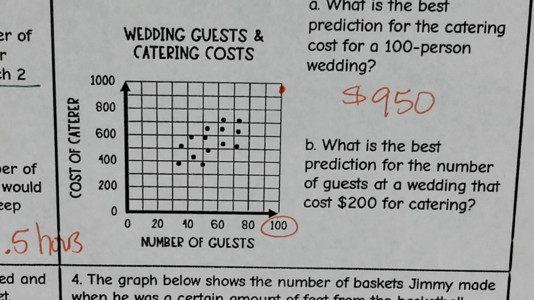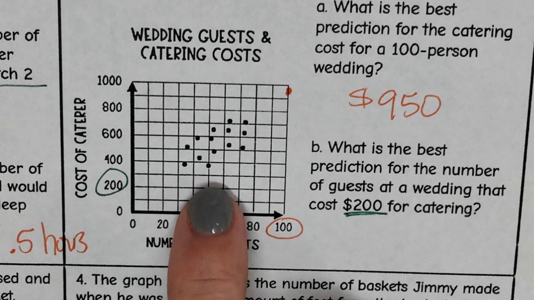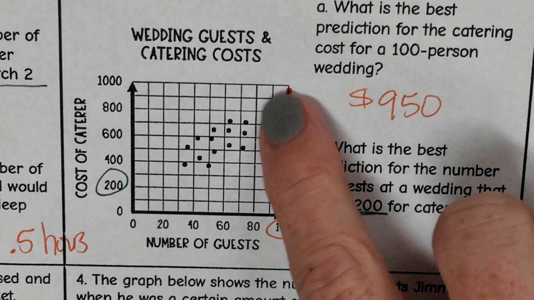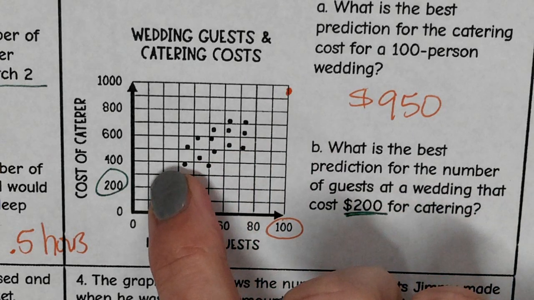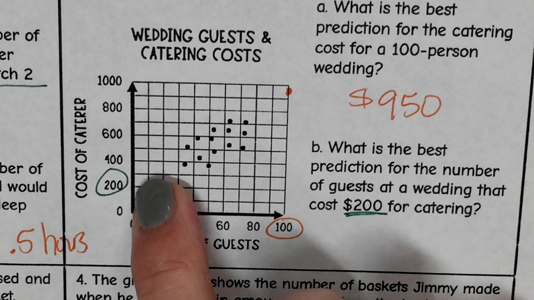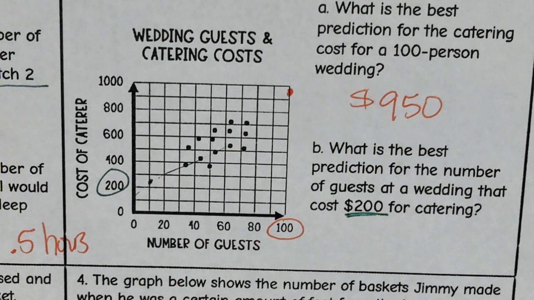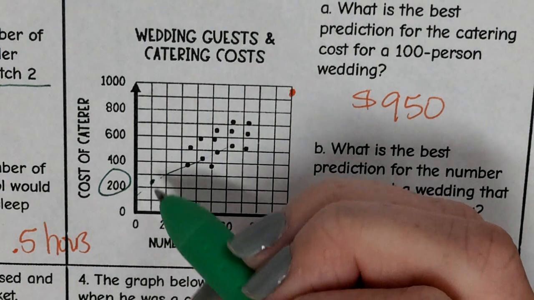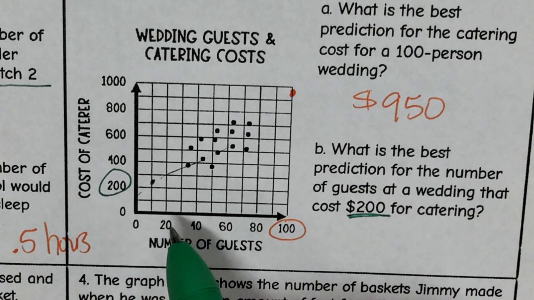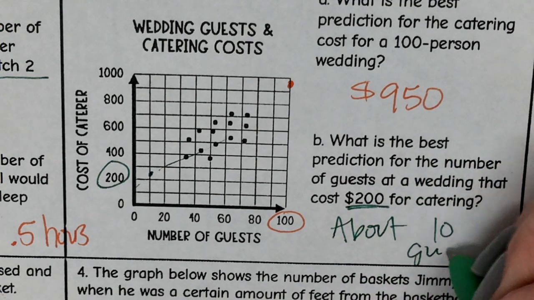All right, let's look at part B. What is the best prediction for the number of guests if the wedding costs $200? So everybody, which axis are we going to go to? The Y. Now, you're not going over here. If I was to go with this dot this way, I'm going to be right in here when I get to 200. So somewhere in this area, that would follow that trend. So about where am I at on the x-axis? Between 0 and 20 is what? 10-ish? So about 10 guests.